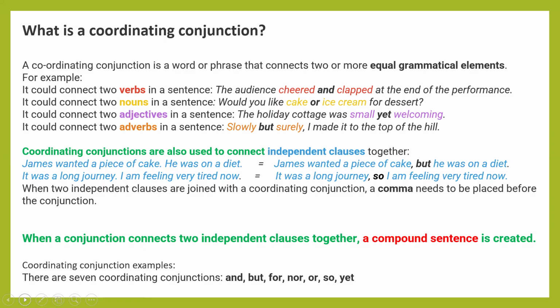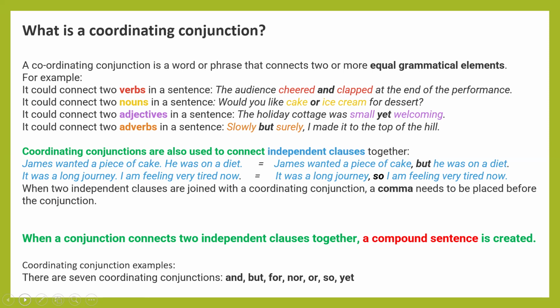Now next, it could connect two nouns in a sentence. Would you like cake or ice cream for dessert? In this case, cake and ice cream are nouns. There are two nouns in this sentence, so the coordinative conjunction or is used. So would you like cake or ice cream? So a coordinative conjunction could connect two nouns as well.